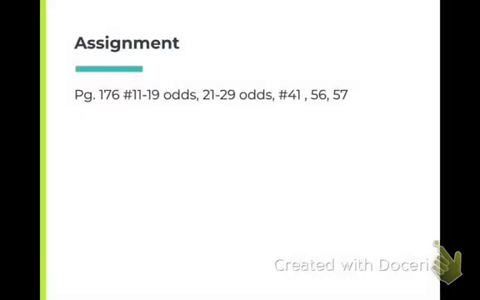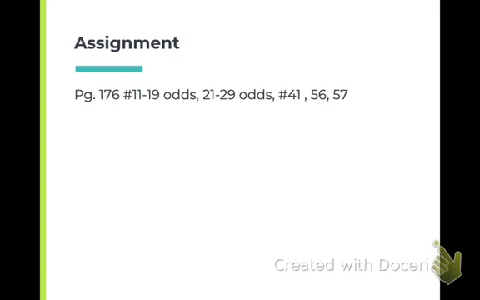The assignment is page 176, 11 through 19 odds, 21 through 29 odds, and those extra 3 problems at the end, 41, 56, and 57. The textbook page is posted in Canvas. You'll do the work on your own in your notebook. And if you're an in-person student, just keep that notebook. We'll check it tomorrow. If you're an online student, go ahead and take a picture of that and submit it on the assignment tab on Canvas.